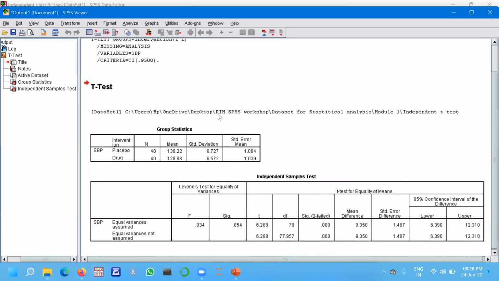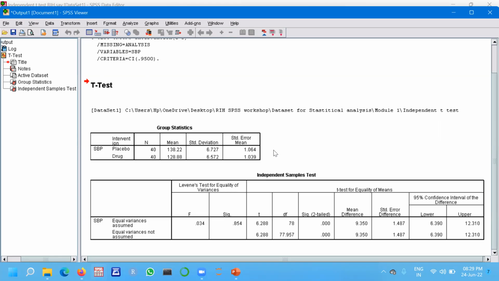Okay. Now we can see the descriptive statistics here, isn't it? The placebo group with sample size 40, the mean is 138.2. That is the mean. Standard deviation 6.72. Drug sample size is 40, the mean is 128.8. Standard deviation 6.5.